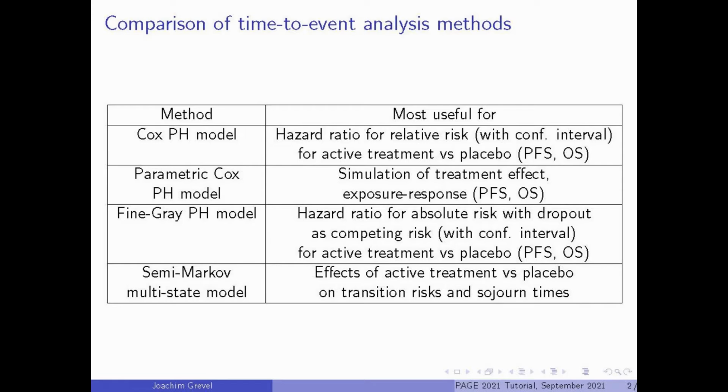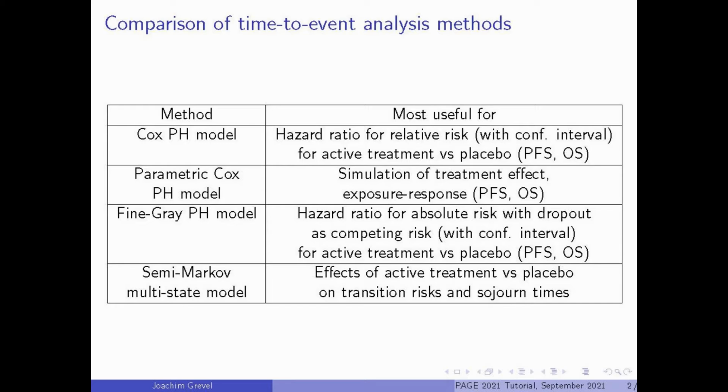There's the Cox proportional hazard model, which allows us to calculate the hazard ratio for relative risk for active treatment versus placebo, often used in progression-free survival and overall survival analysis. There is also a parametric version of the Cox proportional hazard model, which allows us, in addition, to simulate the treatment effect and to perform exposure response analysis.